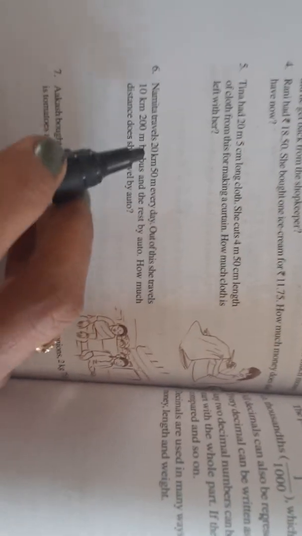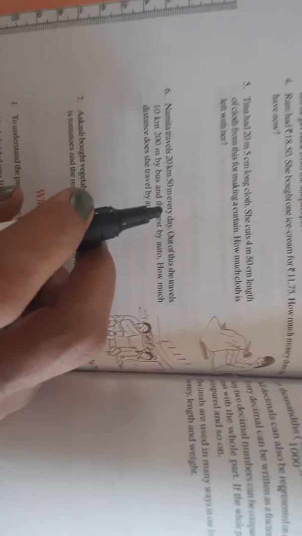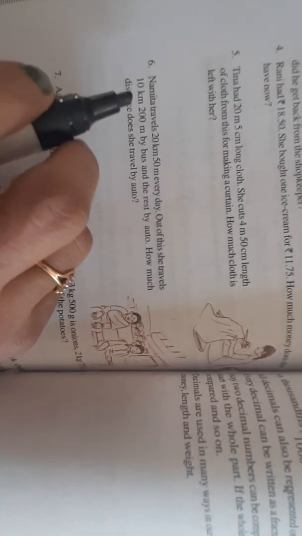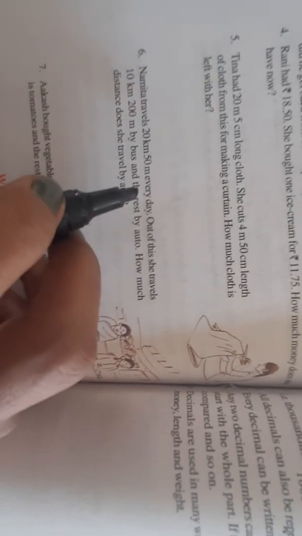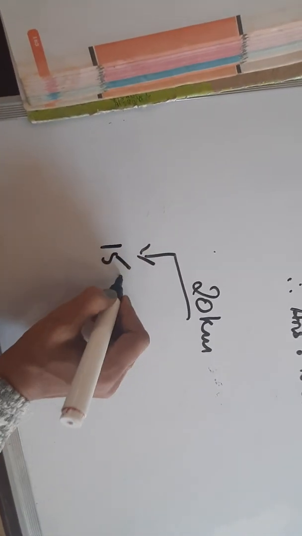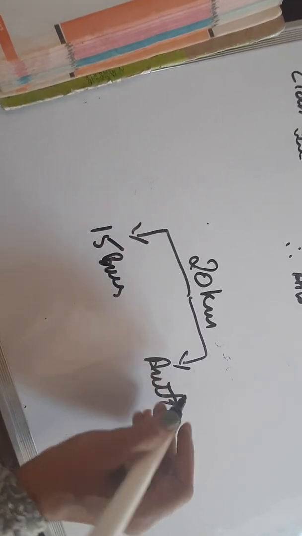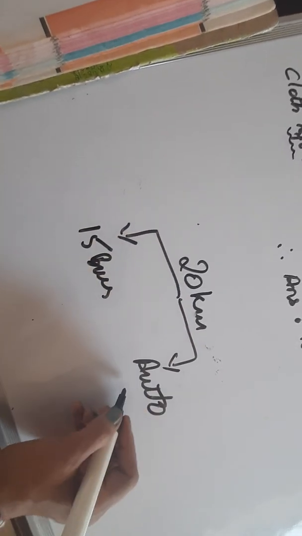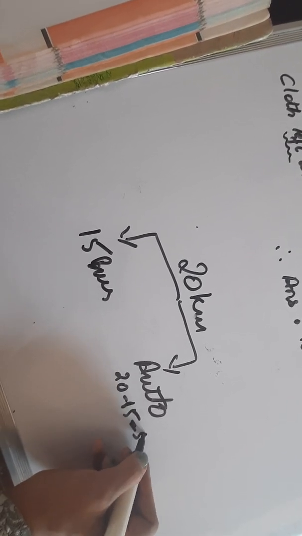Question number 6 is: Namita travels 20 kilometer 50 meter every day. Total distance she travels is 20 kilometer 50 meters. Out of this, she travels 10 kilometer 200 meter by bus and the rest by auto. Rest by auto means, for example, you travel 20 kilometer total, and dear students, if you travel 15 kilometer by bus, then how much will you travel by auto? What will you do? You will subtract it. 20 minus 15, that is 5. This will be the distance by auto, 5 kilometers.